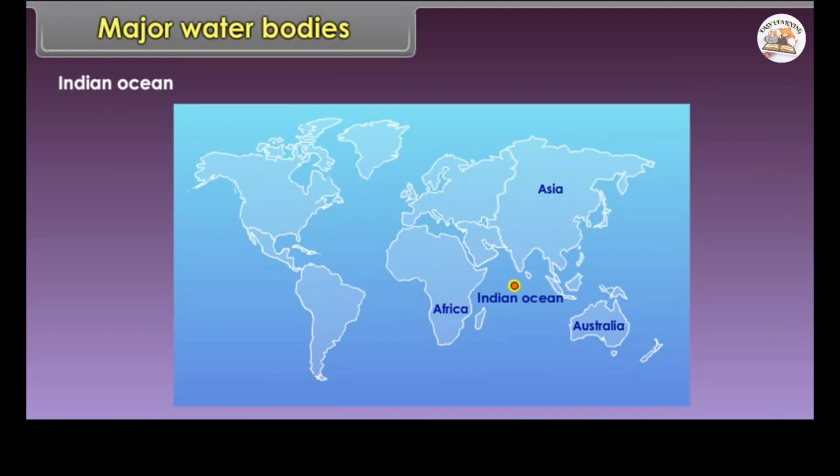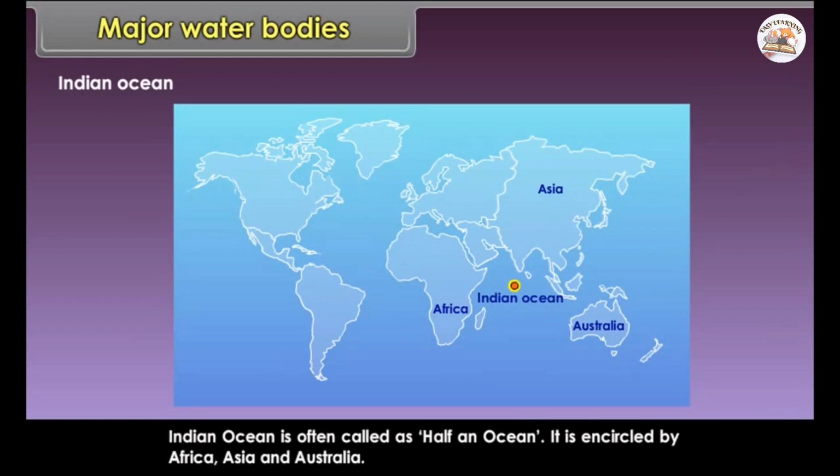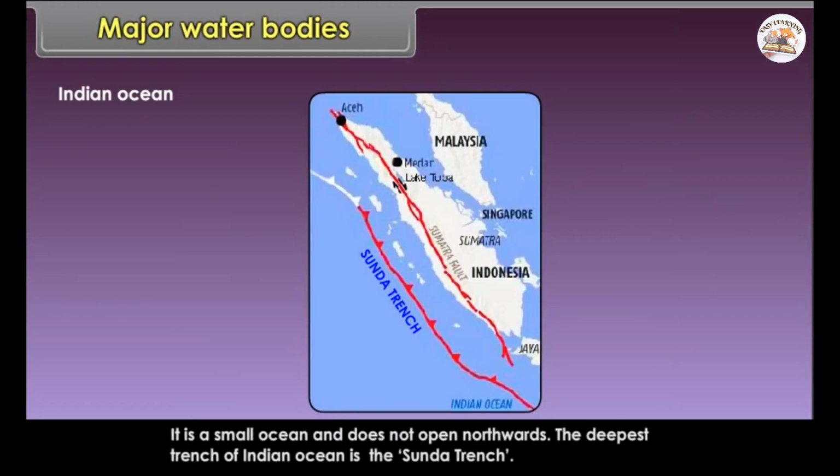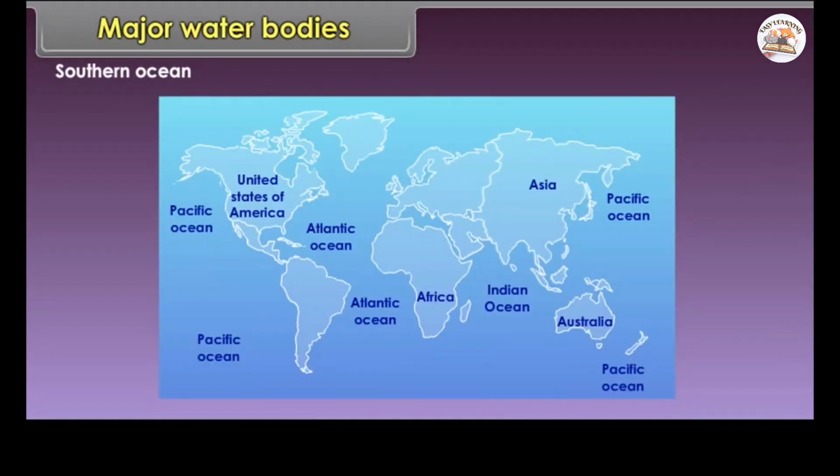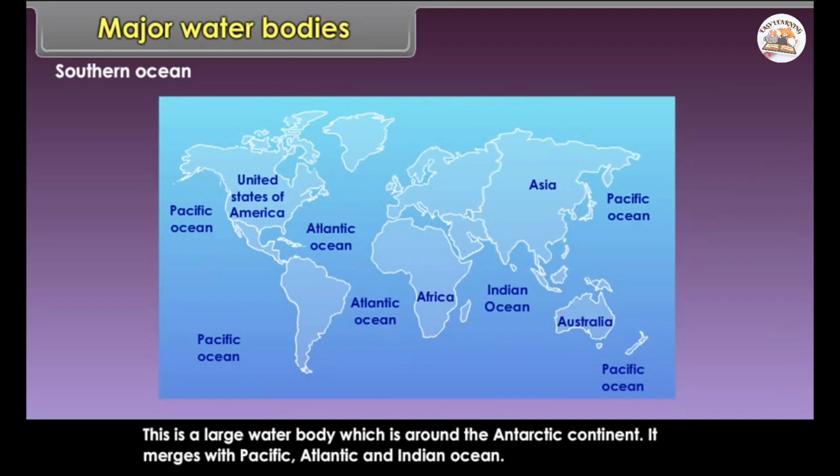Indian Ocean. Indian Ocean is often called half an ocean. It is encircled by Africa, Asia and Australia. It is a small ocean and does not open northwards. The deepest trench of Indian Ocean is the Sunda Trench. Southern Ocean. This is a large water body which is around the Antarctic continent. It merges with Pacific, Atlantic and Indian Ocean.